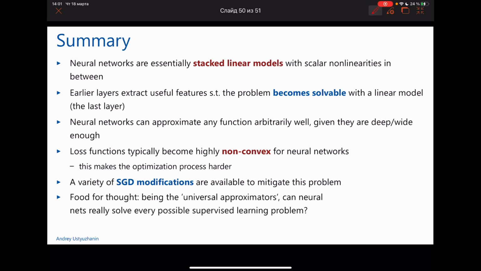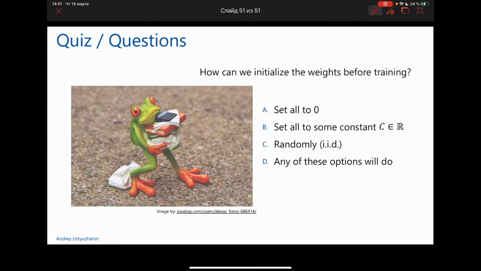To deal with this problem, a variety of gradient descent modifications are available. One thing you can think about meanwhile is: can neural nets really solve every possible supervised learning problem? Another thing to assess yourself, you can answer the question about weights initialization before training. In the next episode, we're going to cover this topic in much greater detail.